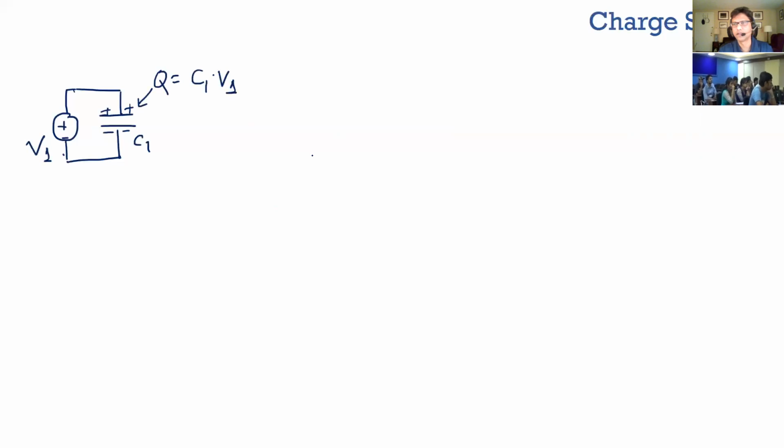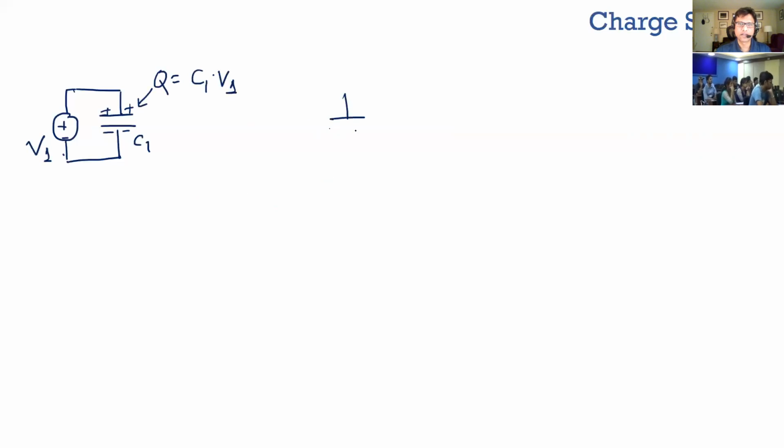For example, let's say you have a capacitor C1, and you take a voltage source V1 and apply it across C1. At steady state it's charged, so you get some positive charge here and a negative charge equal to it, and that Q is equal to C1 times V1. That's probably the key: in charge sharing, always remember to conserve charge, okay?